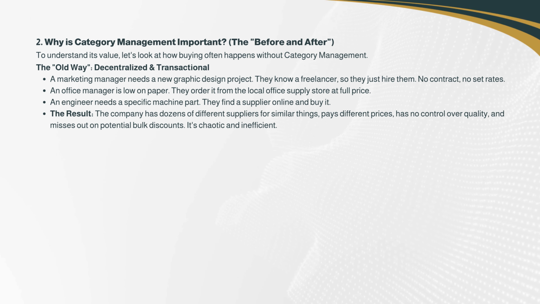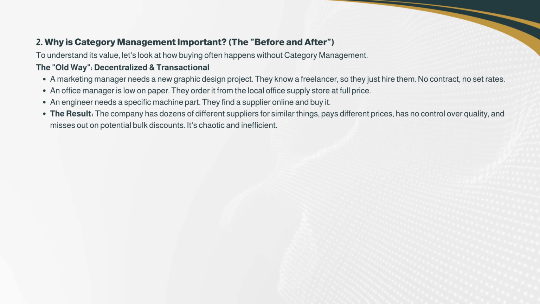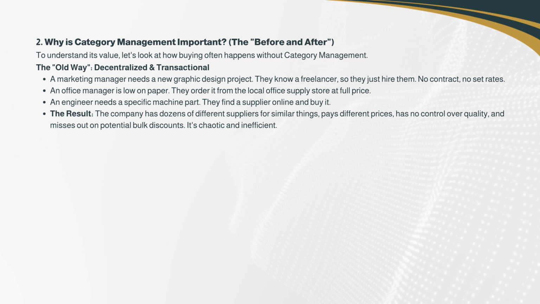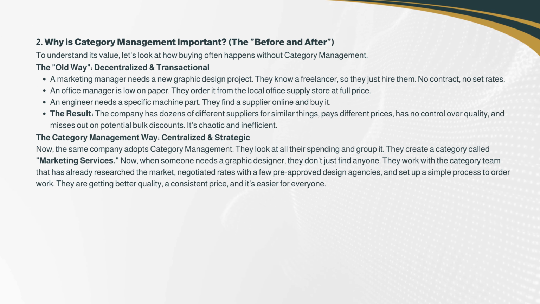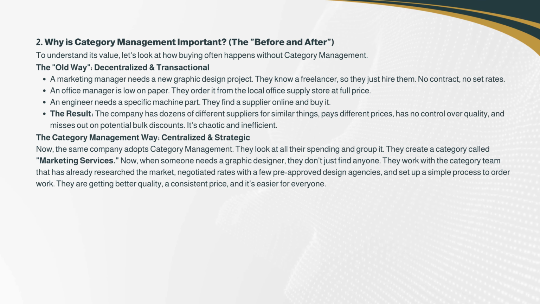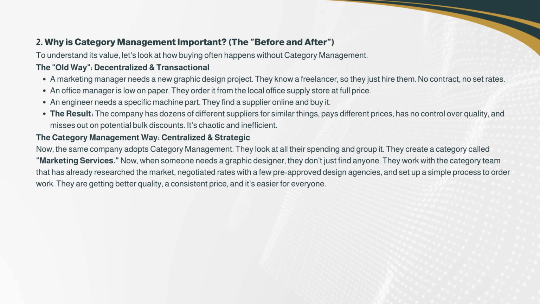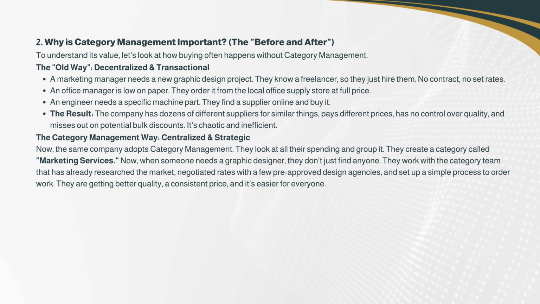An engineer needs a specific machine part. They find a supplier online and buy it. The result? The company has dozens of different suppliers for similar things, pays different prices, has no control over quality, and misses out on potential bulk discounts. It's chaotic and inefficient.